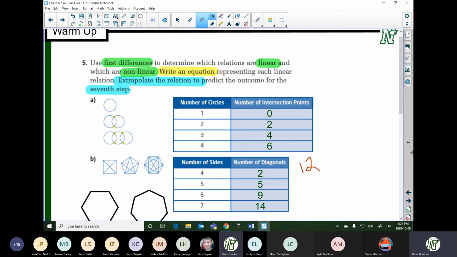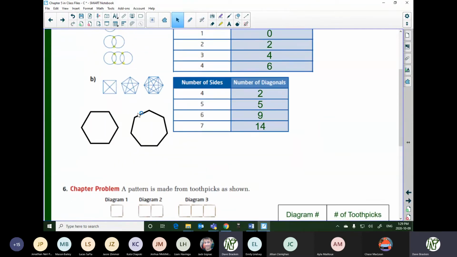All right. Next one, diagonals. Just so you understand what diagonals are here. Diagonals are the lines going through the middle of a shape. So the first one we can count 2, and the next one we can count 5 pretty easy. But when we go to this next one, the number of diagonals, I will just do for you here.